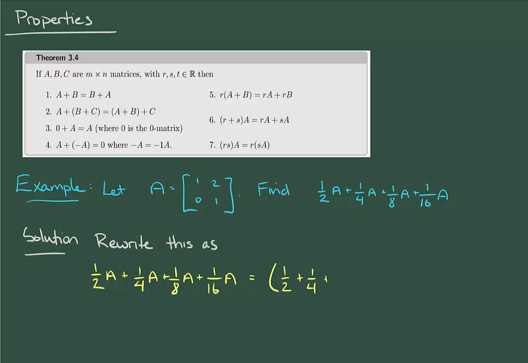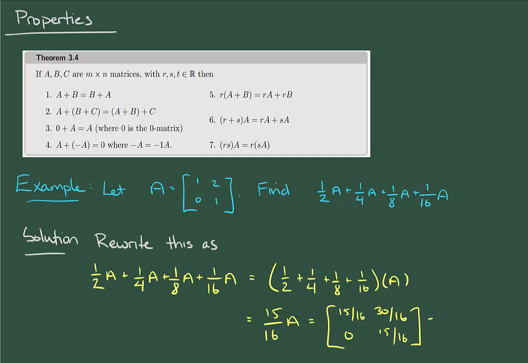And now I'm going to factor out that A term. Now the thing in the brackets is just a real number, and you can work that out to be 15/16, so we're going to multiply that into everything in our matrix, and it gives us this. And to tidy things up a bit, I'm actually going to pull that fraction out of the matrix, though that's not necessary. And there you go. You now know the basics of vectors and matrices.